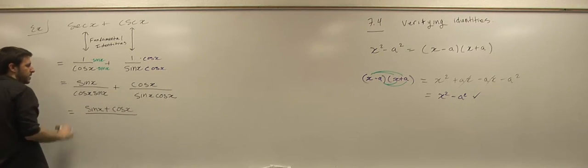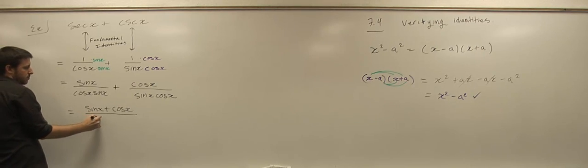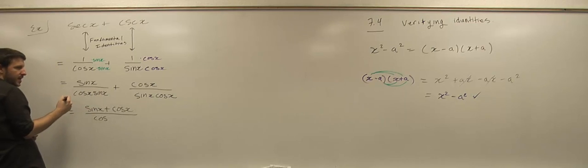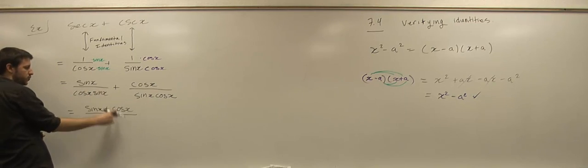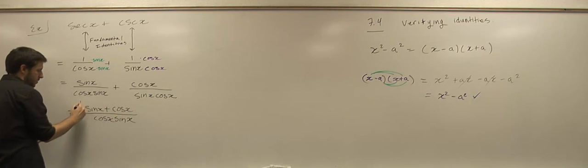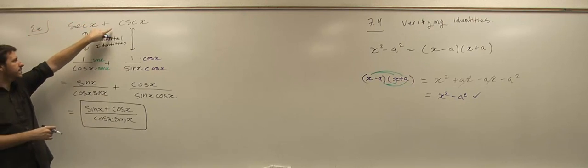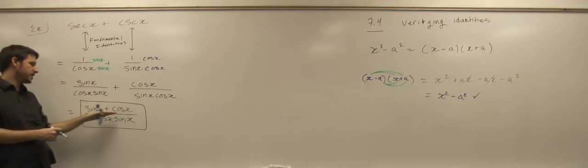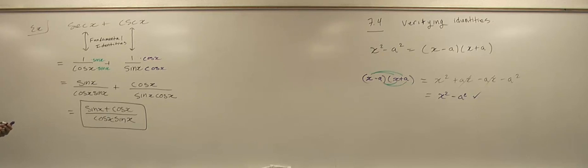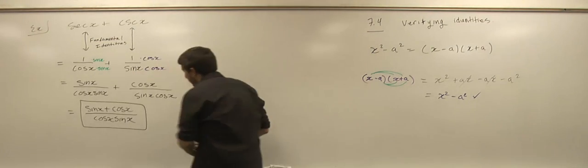What goes in the bottom? Cos x sin x. 2 cos x sin x? No, just 1, right? You just rewrite the common denominator once. So I've taken my 2 separate fractions and written them as a single fraction. There's only one fraction bar. So this is a common manipulation you're going to have to do.